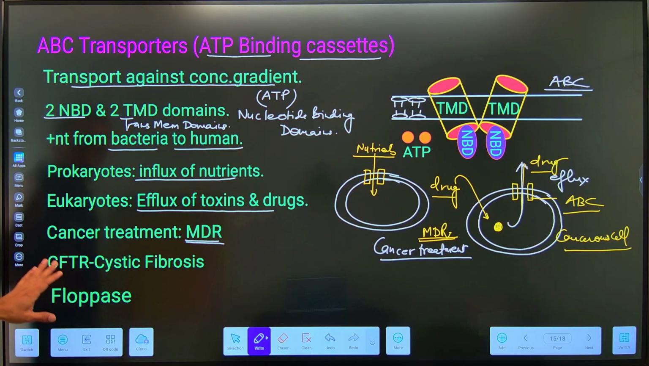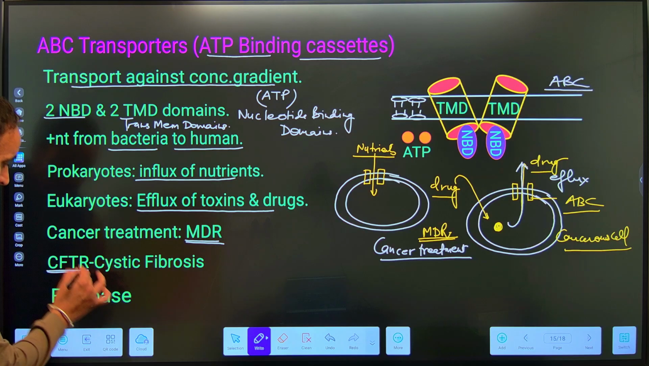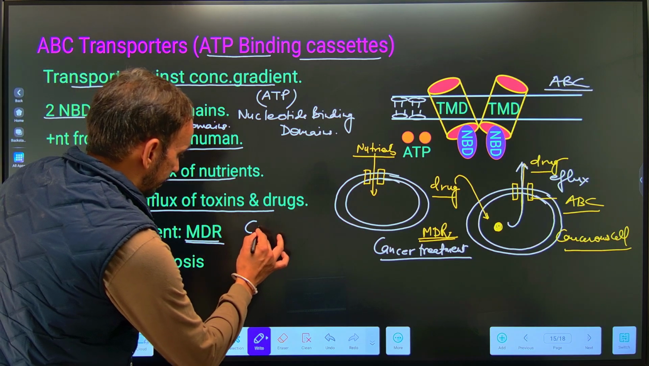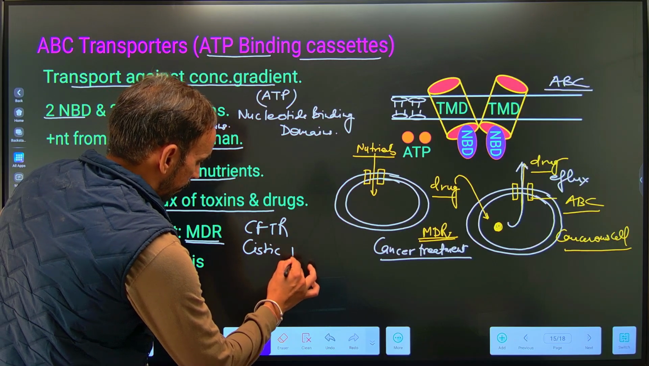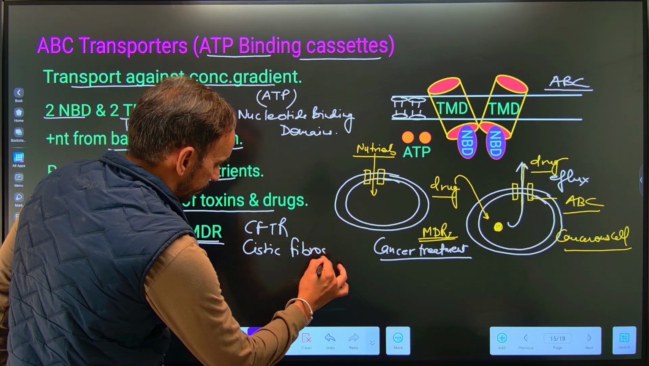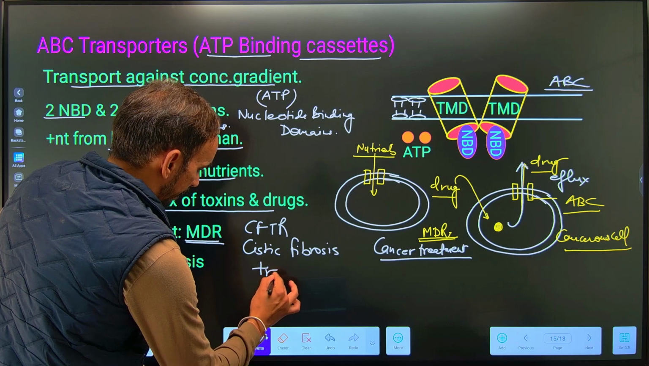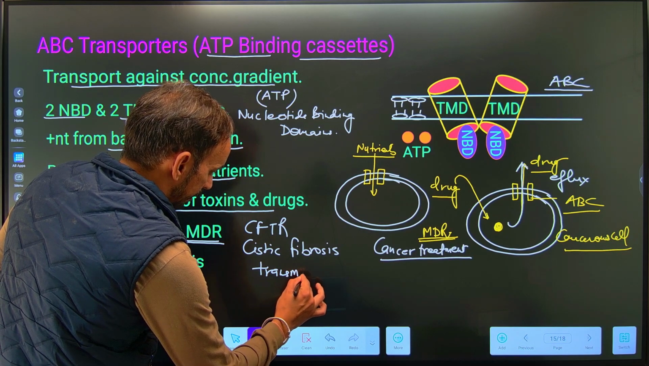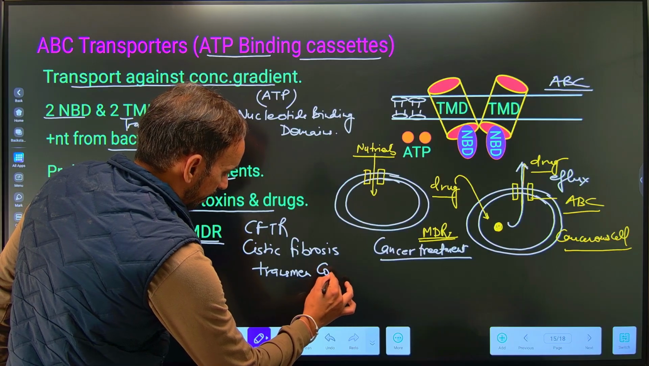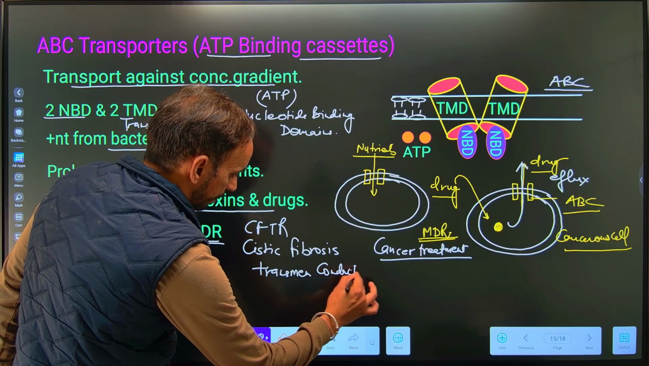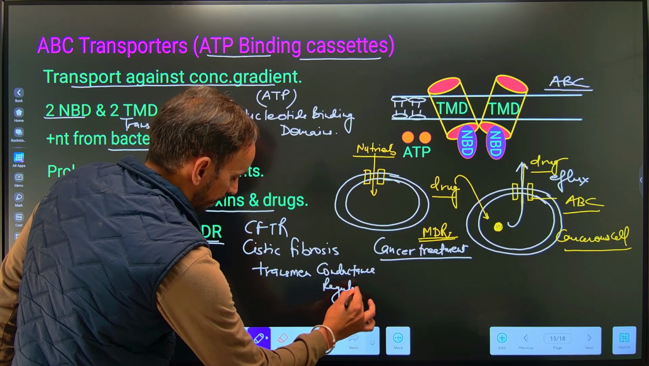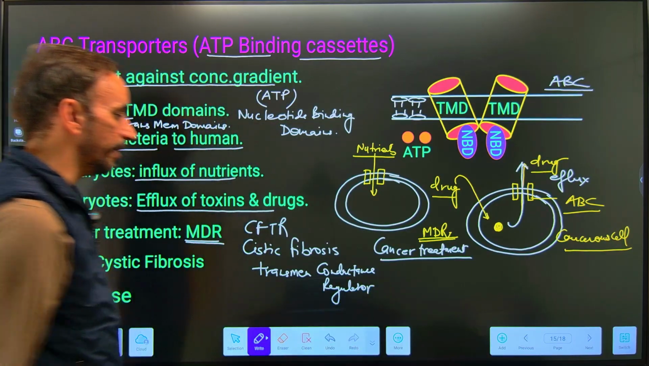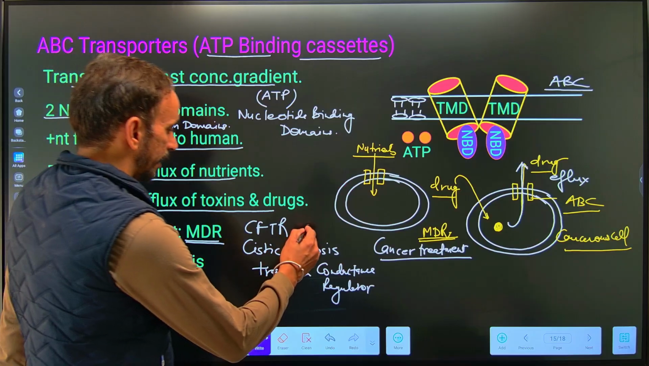Okay. Now, another type of ABC transporters are called CFTR. And what is CFTR? These are cystic fibrosis transmembrane conductance regulators.